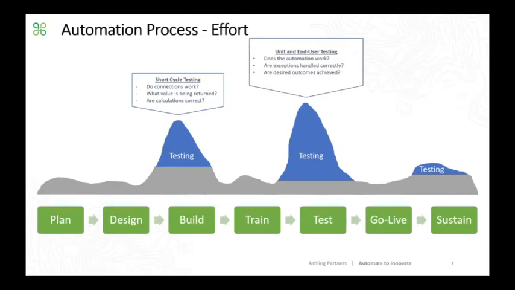The second point where testing hits the factor, obviously, is during the testing phase. This is obviously larger testing levels where we're doing both unit and end user testing. And we're trying to answer several different questions at this stage, right? So is the automation working? If we're having exceptions, are they being handled correctly, and are we really hitting that desired outcome that was inherently at the design of the process itself?